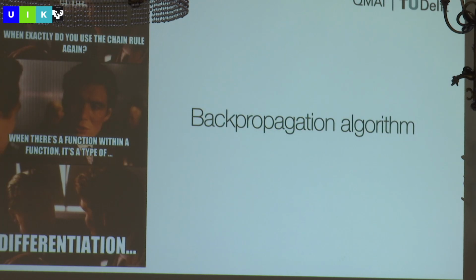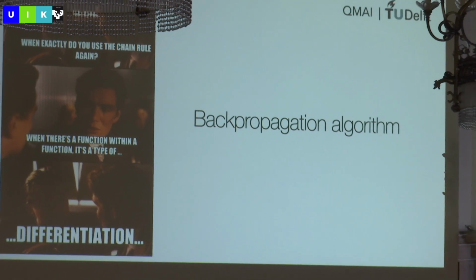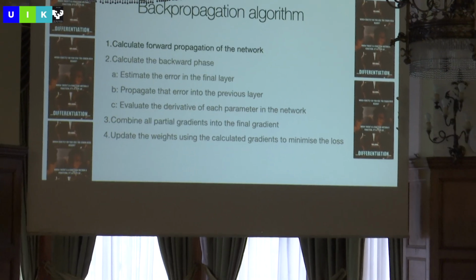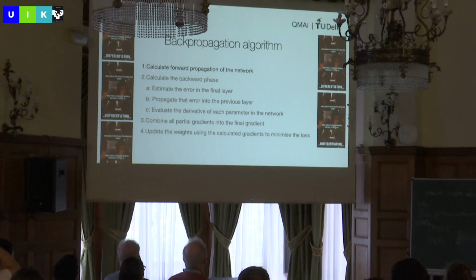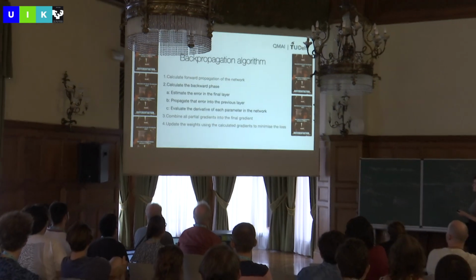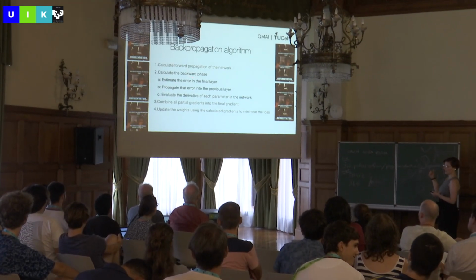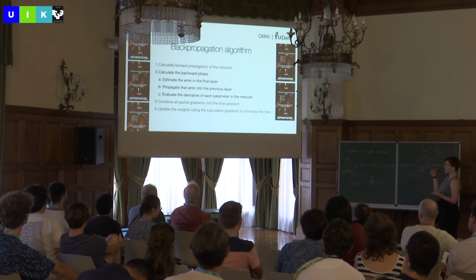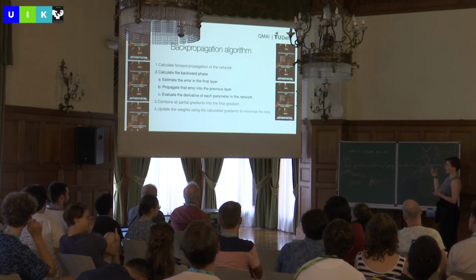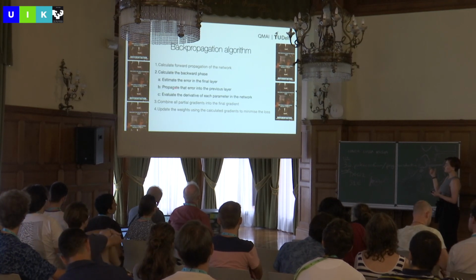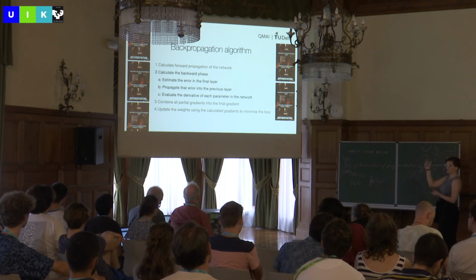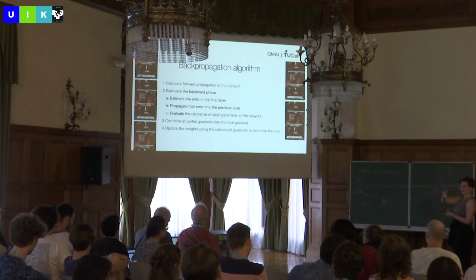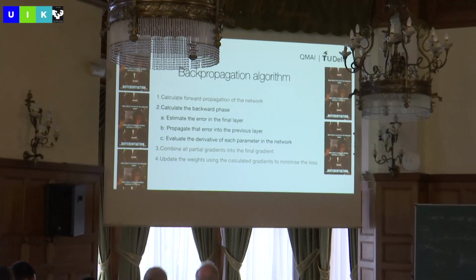Okay, so now of course you feel like you understand backpropagation perfectly, right? Let me just repeat the steps one more time. First you calculate the forward propagation of the network, and then you calculate the backward phase. You start from the final layer, you calculate the derivative of the loss function with respect to the output, and you evaluate it. You propagate that error into the previous layer. That means calculating the derivative in the previous layer and evaluating it at what you got in the last one.